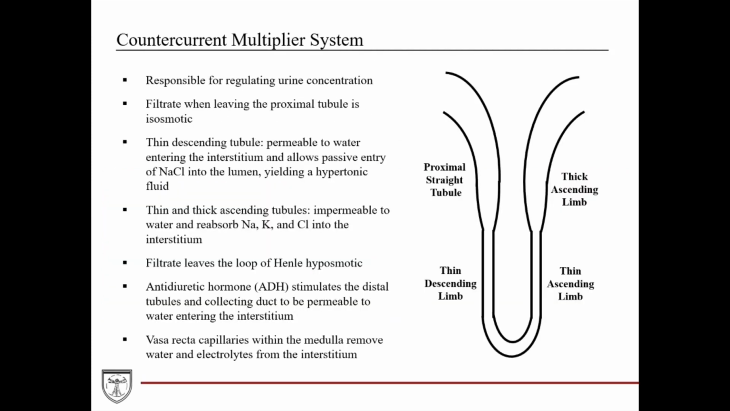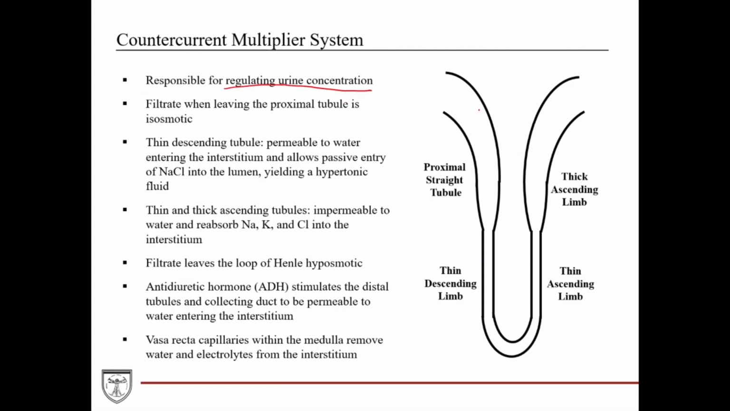So the countercurrent multiplier system, as I've referred to previously, is a very complex physiological mechanism, and we're only going to go into very superficial detail because it's something that's more appropriate for a physiology course. But I just want to give you some details so you understand what it is and what its function is. So it's responsible for regulating urine concentration.